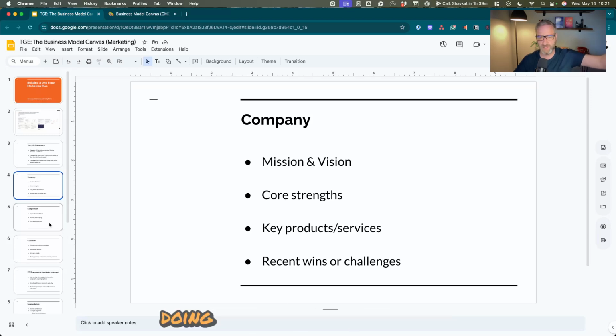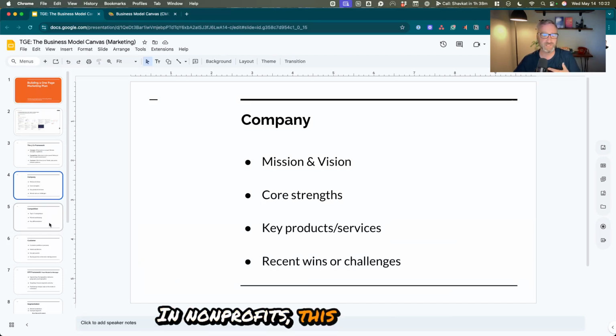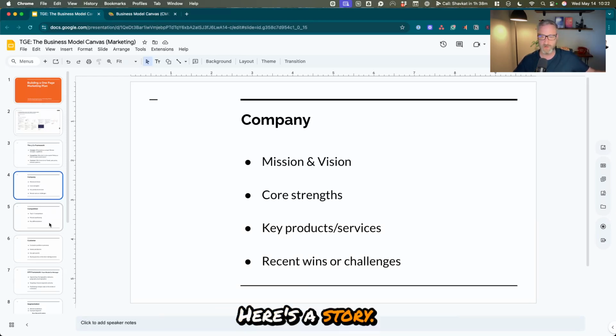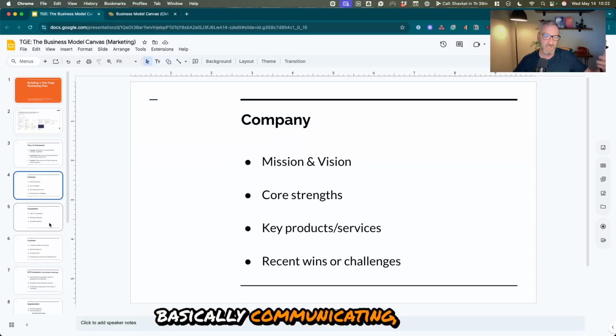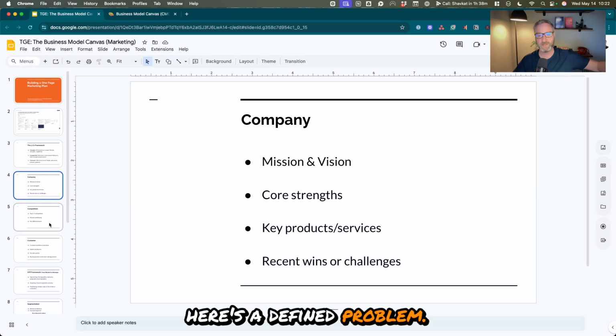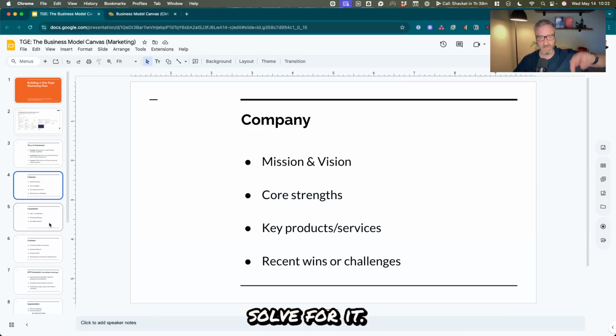And then, of course, if you're doing it well, there should be plenty of wins. So, always be suspicious of someone who says, "Hey, here's someone you can talk to," without actually getting the results, right? In nonprofits, this looks a lot like testimonials and case studies and impact reports, where we're talking about the things that we're solving, the challenges that we're solving. Here's a story. So it's a lot of story. And as we tell story, we're basically communicating, look, here's a defined problem. Here's an organization that can solve for it. Here's how we do it.